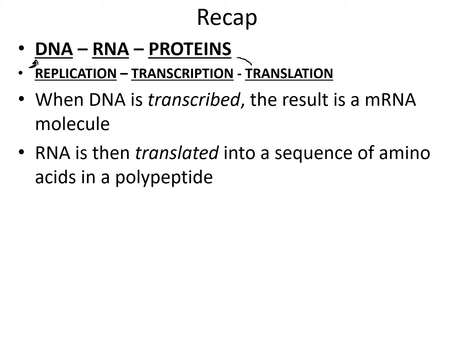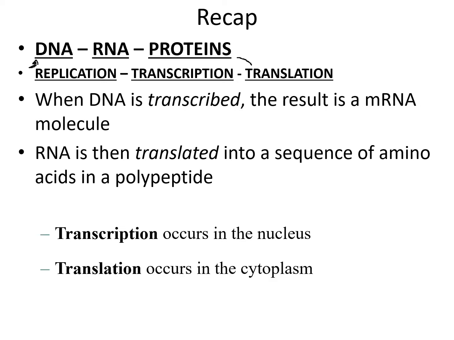So when DNA is transcribed, the result is a messenger RNA molecule, and then RNA is translated into a sequence of amino acids in a polypeptide. So it's also important to keep in mind where these processes occur. Transcription occurs within the nucleus of a cell. DNA is not going to leave the nucleus of the cell, so we're building our messenger RNA molecule there. And then translation is going to occur within the cytoplasm, so outside of the nucleus within the cellular contents where ribosomes are present.